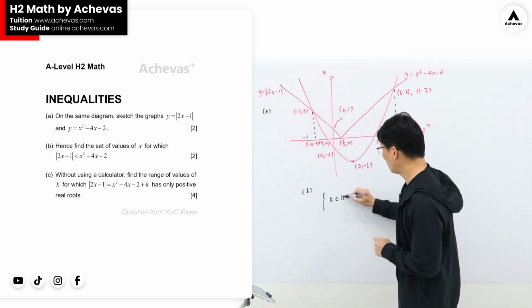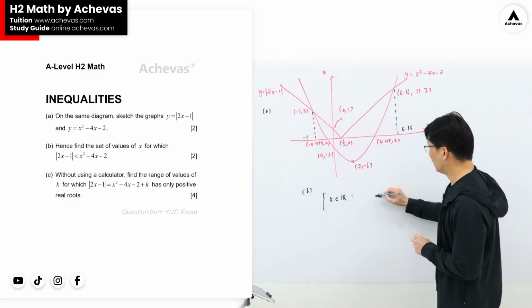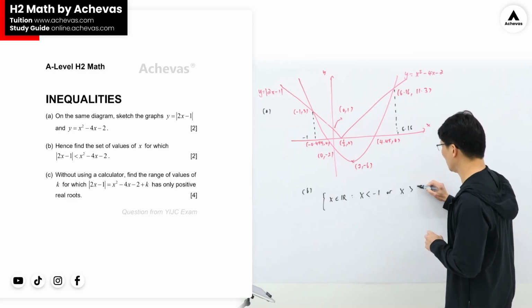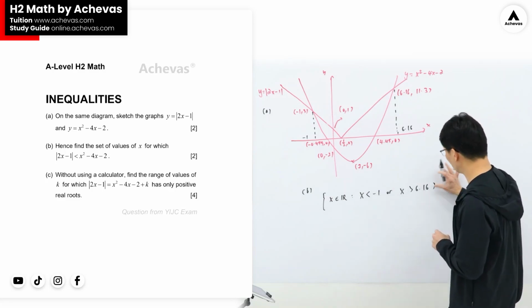x will be all real, and our value of x will be lesser than -1, or x will be greater than 6.16.